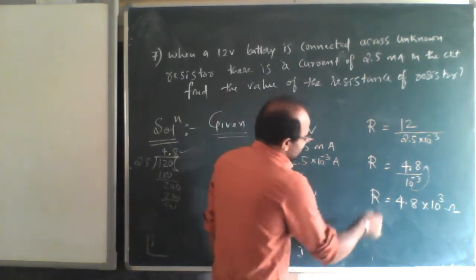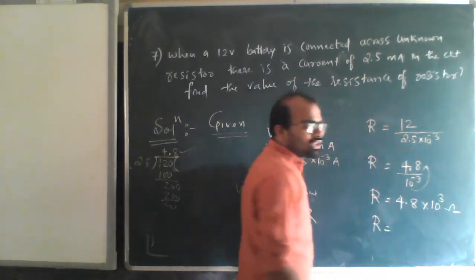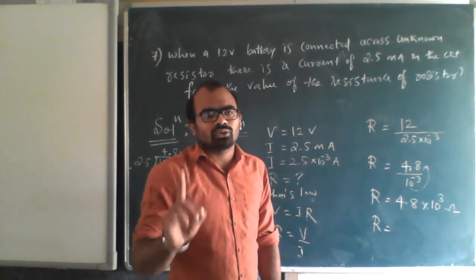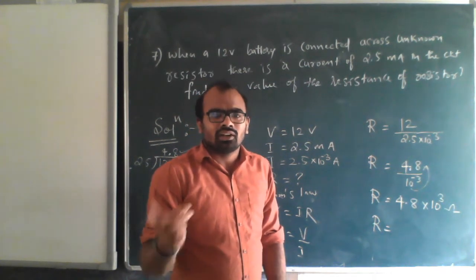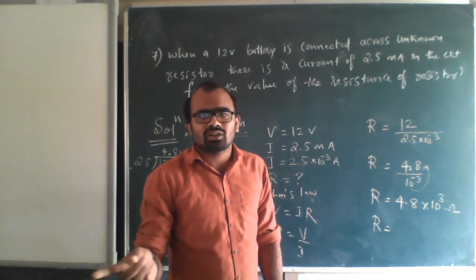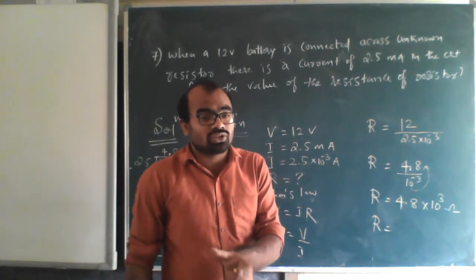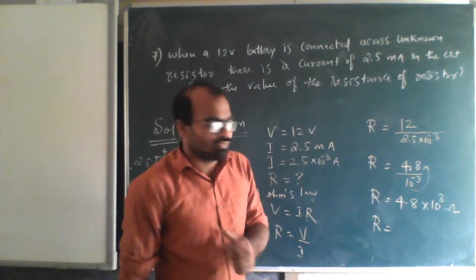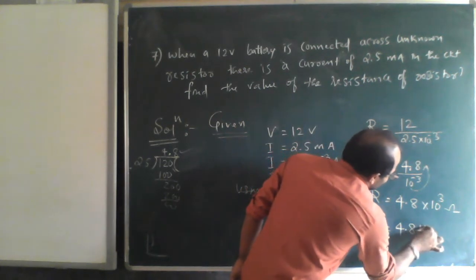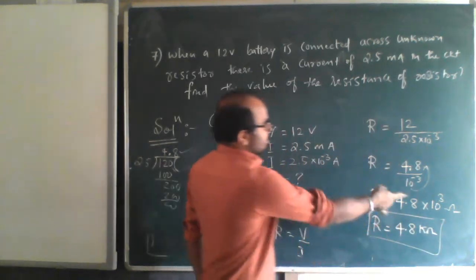Finally, you can leave it here, or since 10 to the power 3 means 1000, we can call it kilo. 10 into 10 into 10: 10 tens are 100, 100 tens is 1000. So 10 to the power 3 means 1000, and we call it K, kilo. So R equal to 4.8 kilo ohm. This is our final answer, or you can leave it as it is.